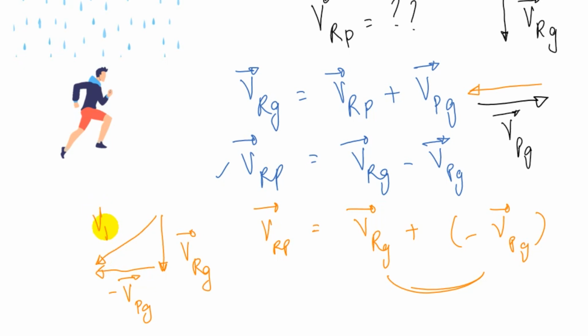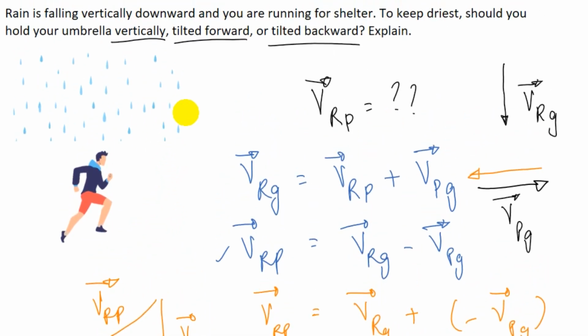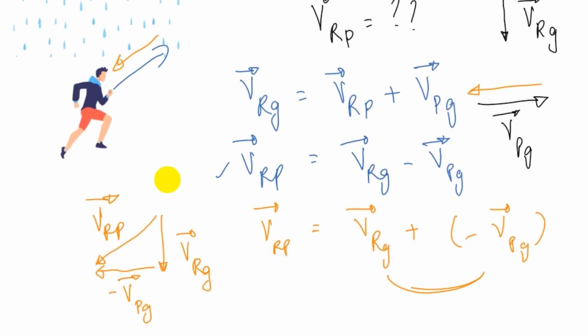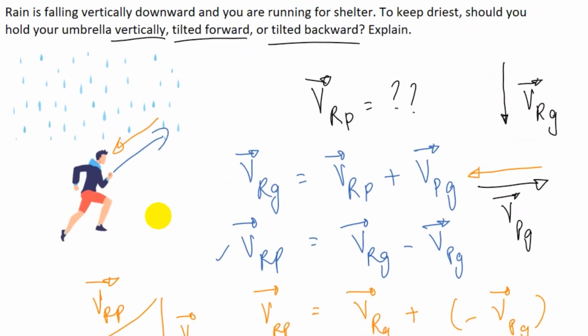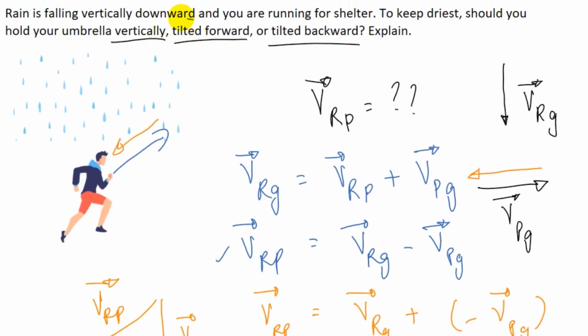So this is VRP. If you have any confusion regarding this, you can see my videos where I discussed vector addition graphically. So this would be the direction of rain relative to person. So it is coming like this. Relative to you, the rain is coming like this. So you should hold your umbrella in the forward direction like this so that you are protected from the rain. So the correct answer would be you should hold your umbrella tilted forward.